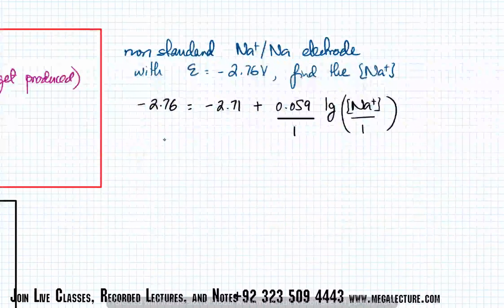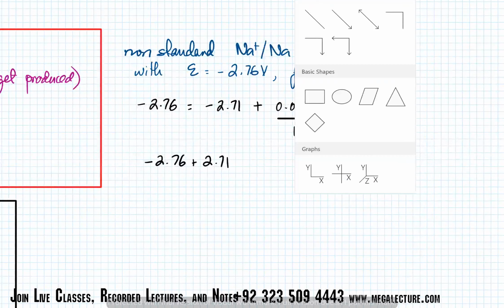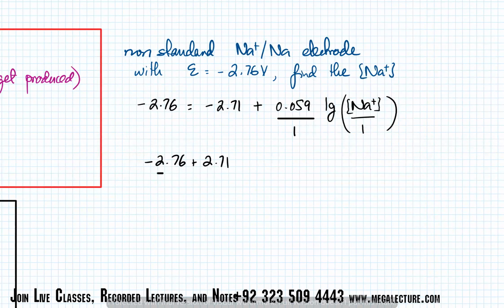तो इसको solve करना शुरू करो, तो क्या होगा? Minus 2.76 plus 2.71, फिर ये divided by 0.059 होगा. So divided by 0.059 is equal to log of Na+ concentration. अब अगर if you know math, किसी को पता है वैसे log क्या है? Does everyone know what log is?